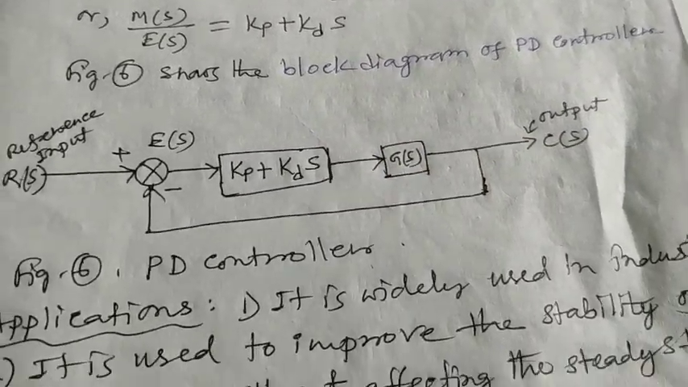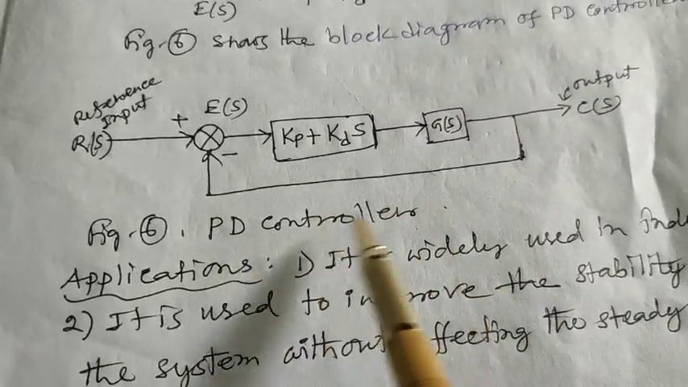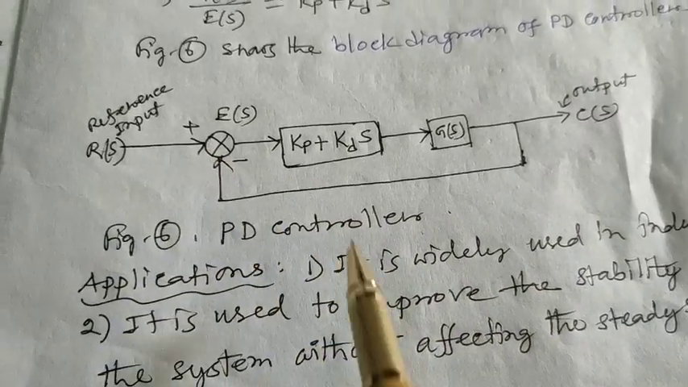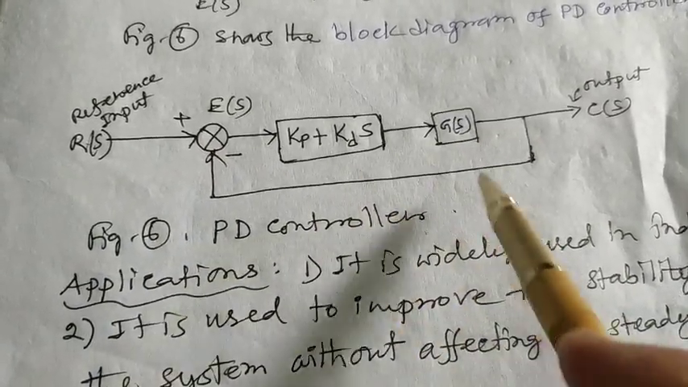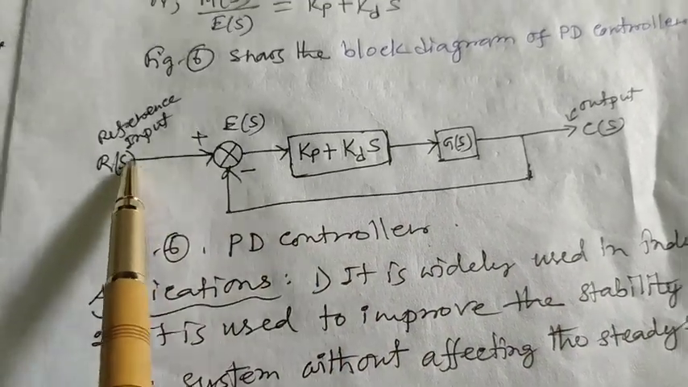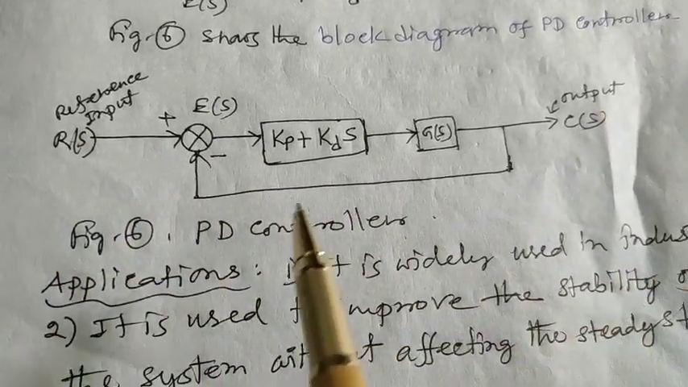Okay, this is the block diagram of the PD controller. It is a unity feedback system. We draw it as a unity feedback system. This is the reference input and this is the output.